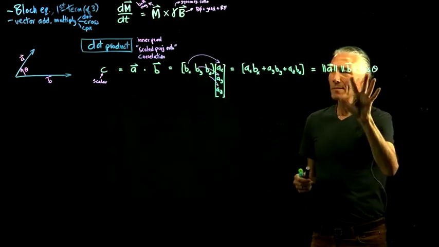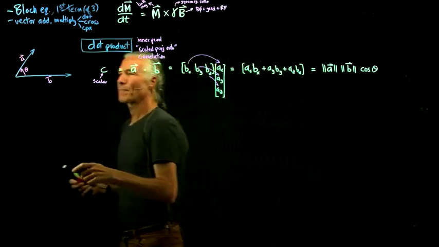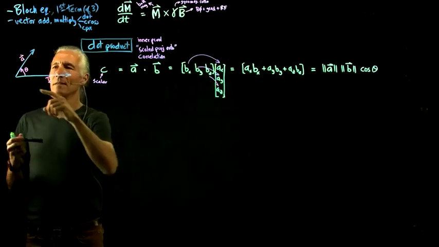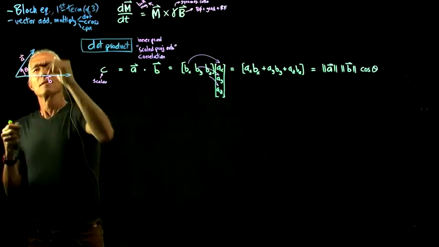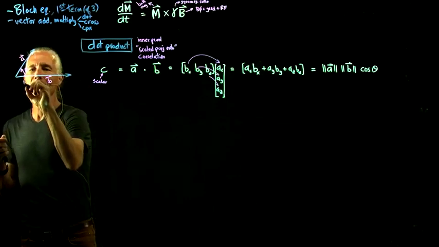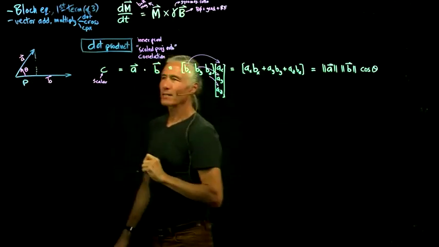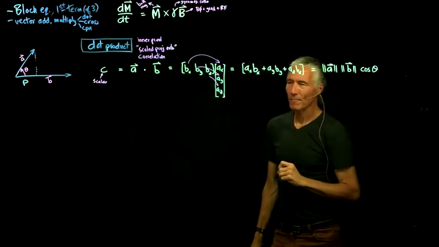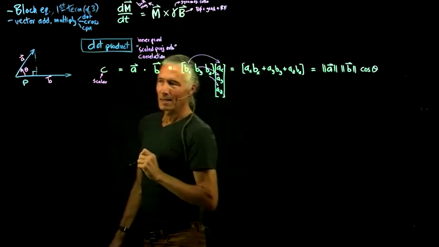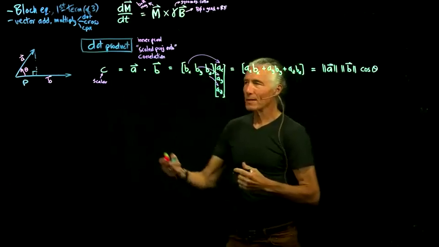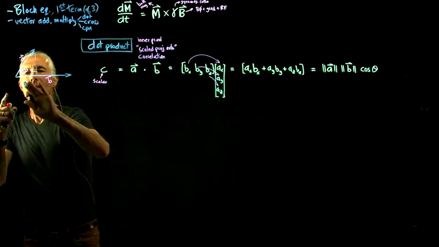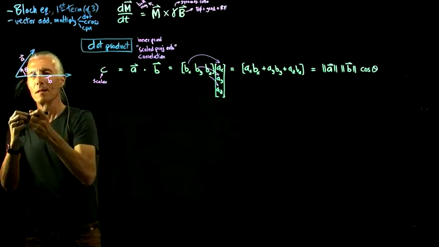So what does this look like? Well, if you take the cosine, what the cosine is going to tell you is basically if you project this vector down to here, we call that p. That's the projection of the a vector onto the b vector. Right angle projection. So how would you calculate p?